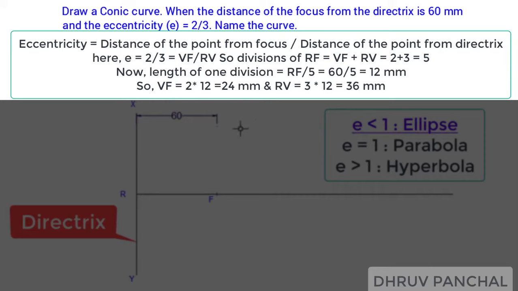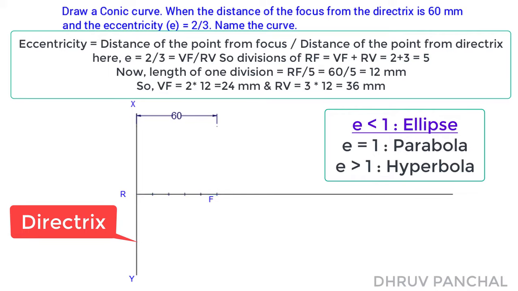Here, eccentricity is given 2/3. So let us understand what is eccentricity. Eccentricity is defined as the ratio of distance of the point from focus to the distance of the point from directrix.